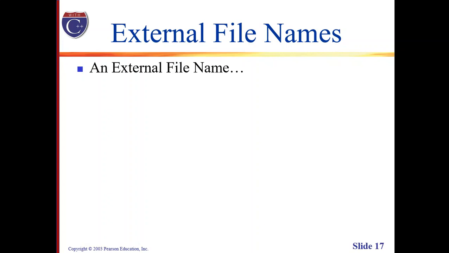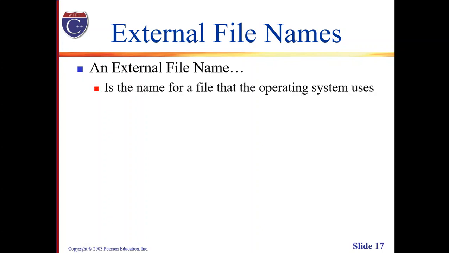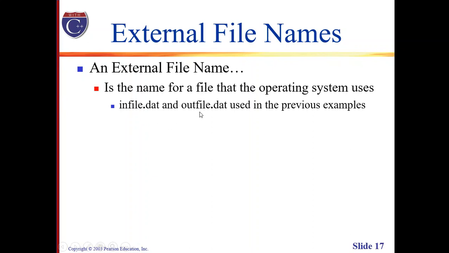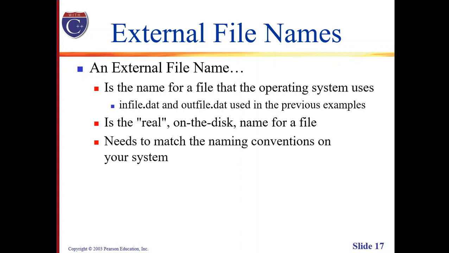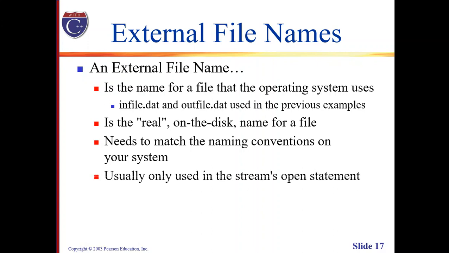And of course, the files that we use also need proper file names. An external file name is the name for a file that the operating system uses. For example, our input file and output file were used in the previous examples. Of course, these files should exist on our disk in order for them to be read or written by our program. It also needs to match the naming conventions on your system, although that wouldn't be an issue because we can simply use regular file names for our data files, and it's usually only used in the stream's open statement.